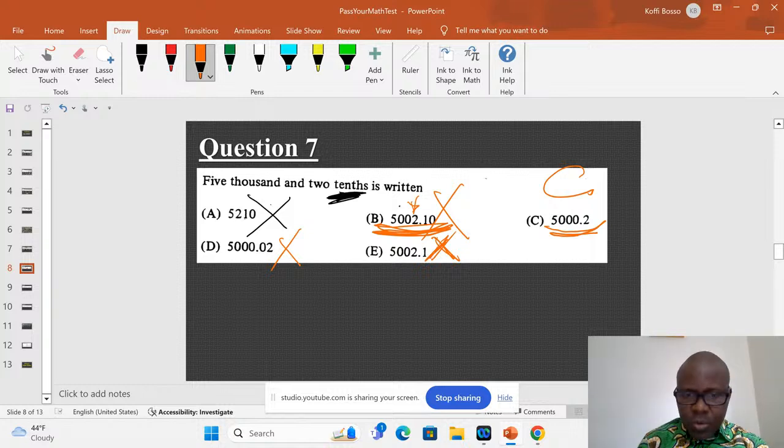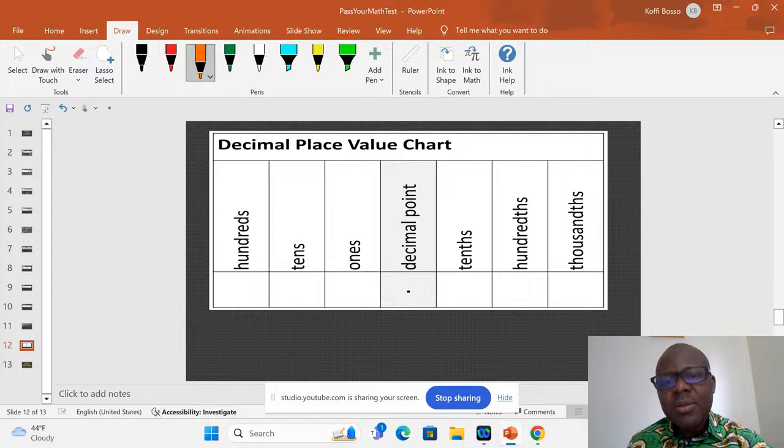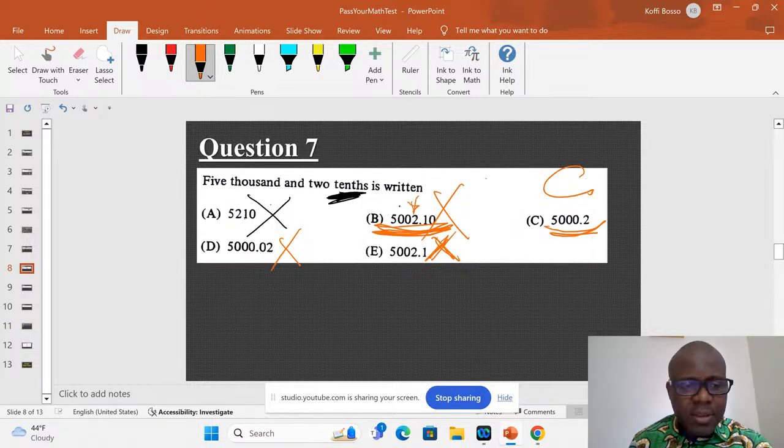And also there is a chart. Let's see if I have it here. Yes, this chart can help you to better understand how to use it. You can see in my previous lab session, we worked on this decimal place value chart. So you can watch that video, and that will help you to better understand the concept.